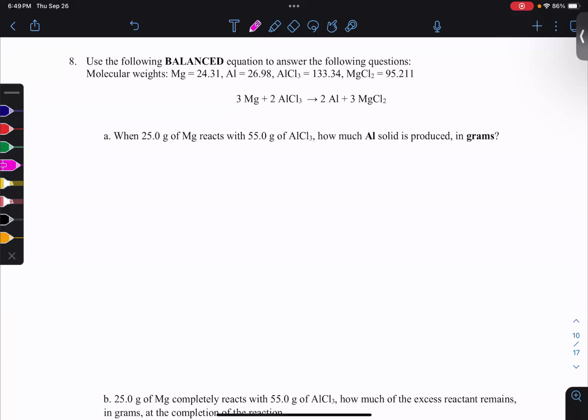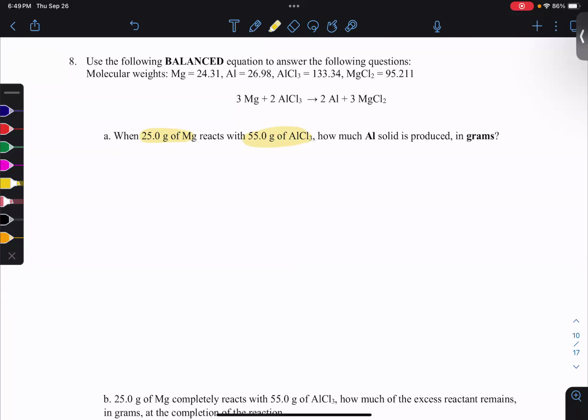Yes, okay. Because here, I'm giving you amounts of 2 reactants. So here, we have a different reaction. I'm reacting 25 grams of magnesium and 55 grams of this other thing.